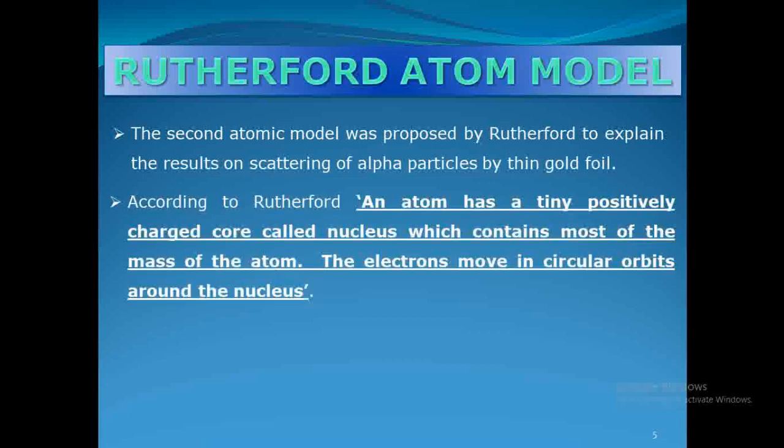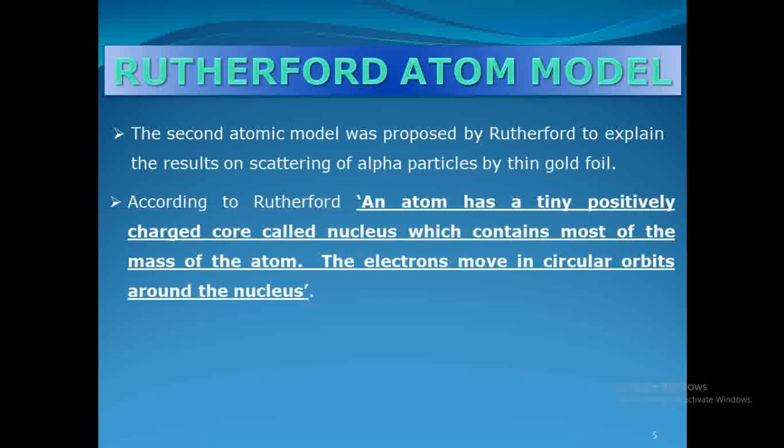According to the Rutherford atomic model, from his experiment, that is the large angle scattering of alpha particles by thin gold foil, he concluded that an atom consists of a tiny positively charged core, which we call the nucleus, which contains 99% of the mass of the atom, and the electrons revolve around this nucleus in circular orbits. This was the structure of the atom according to Rutherford.